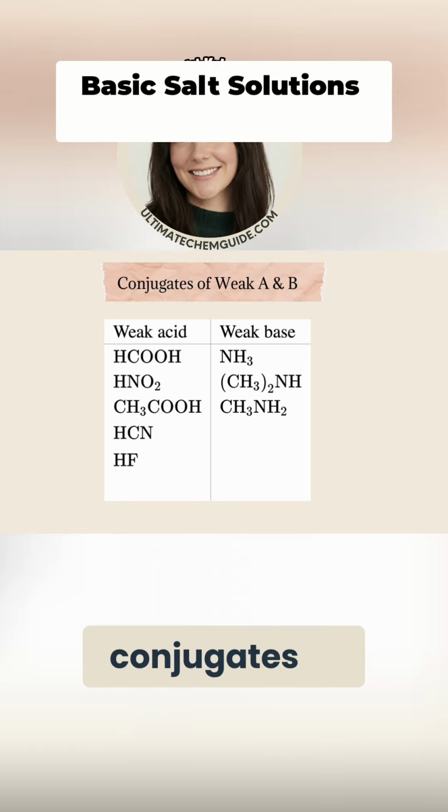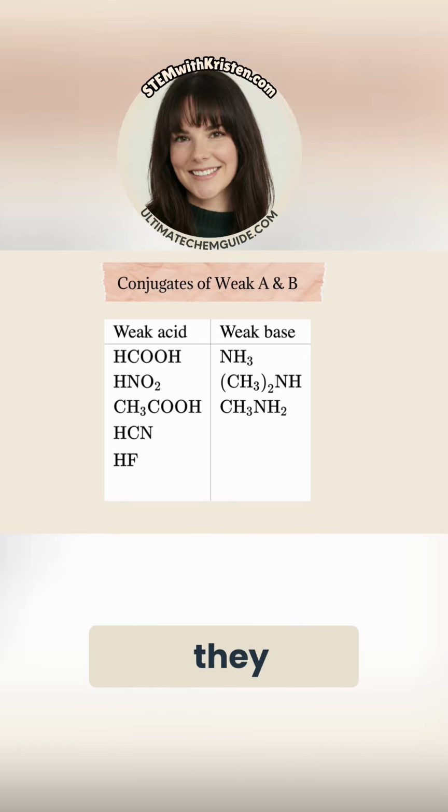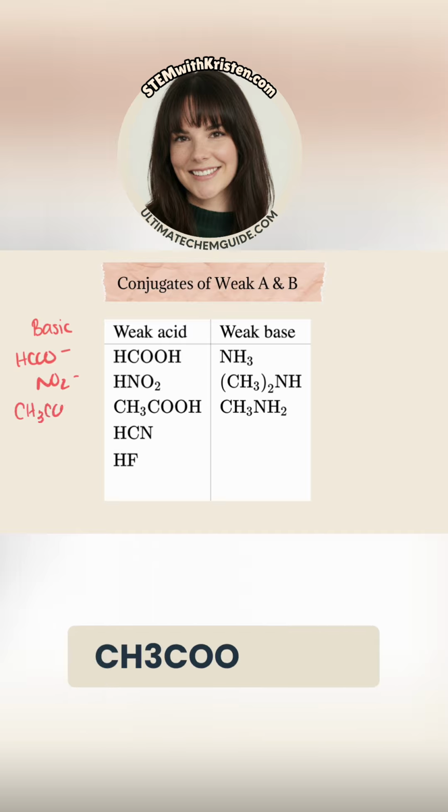If we take a look at conjugates of weak acids and bases, what we'll notice is that they are not neutral. So a conjugate of a weak acid is actually going to be basic. So all of the negative ions of the weak acids will be basic. So I think it would be HCOO minus in that case, NO2 minus, CH3COO minus, CN minus, and F minus. This would all be basic.